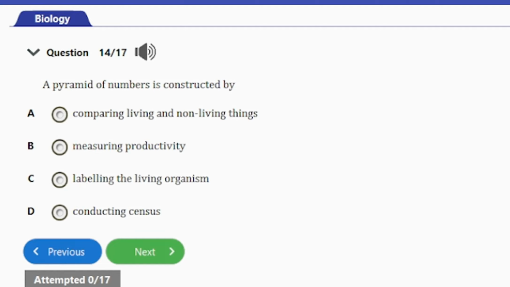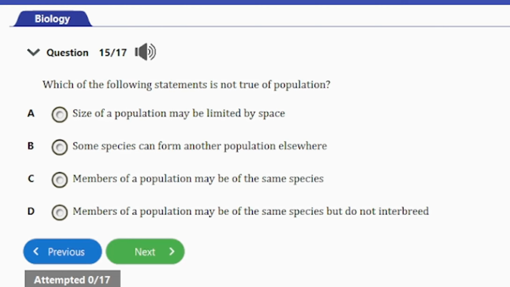Question number 14. It says, a pyramid of numbers is constructed by A, comparing living and non-living things, B, measuring productivity, C, labeling the living organism, D, conducting census. So guys, the answer to this question is option B here, measuring productivity. Actually, the productivity of the organisms is the factor that is considered in the construction of the pyramid of numbers. So that's it for that question. Let's consider the next question.